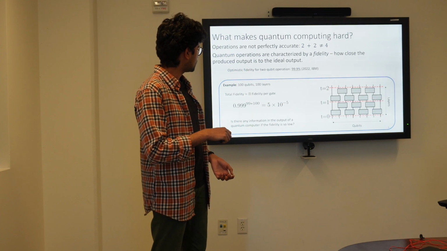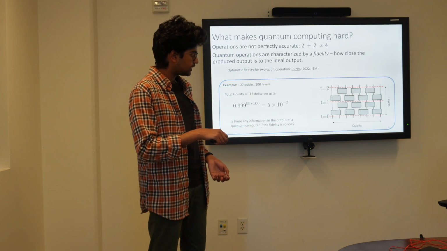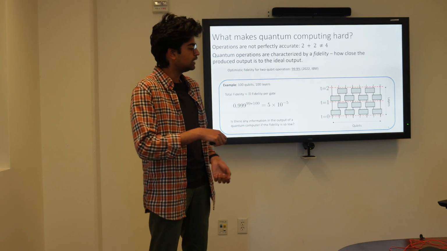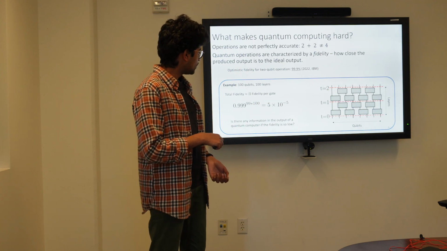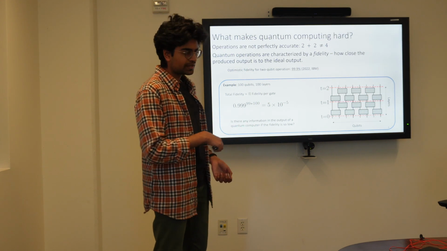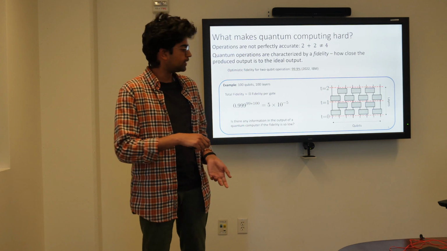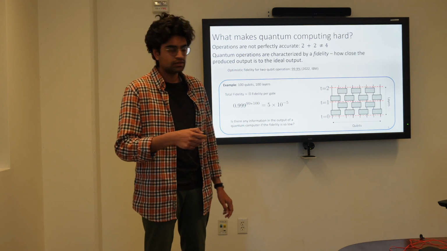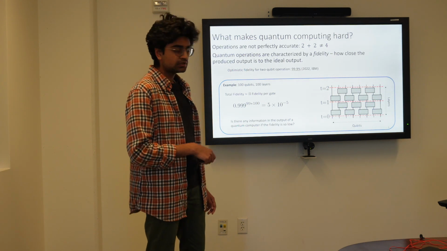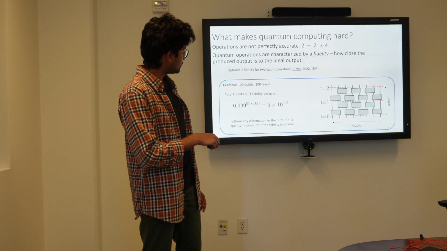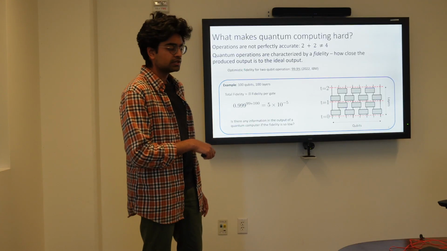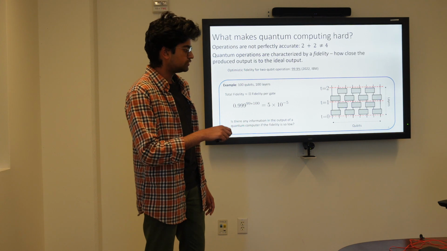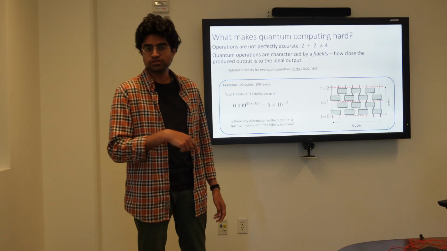So this is what I call a 100-layer circuit, and each of these is a layer that interacts neighboring pairs. I'm going to do this 100 times. Well, the total fidelity of the output of the circuit is going to be estimated by the product of the fidelity per gate. And the fidelity per gate, let's say, is going to be 99.9%. The total number of gates I have to do is 99 times 100. 99 gates per layer, and then 100 layers. So that's 9,900 total gates.